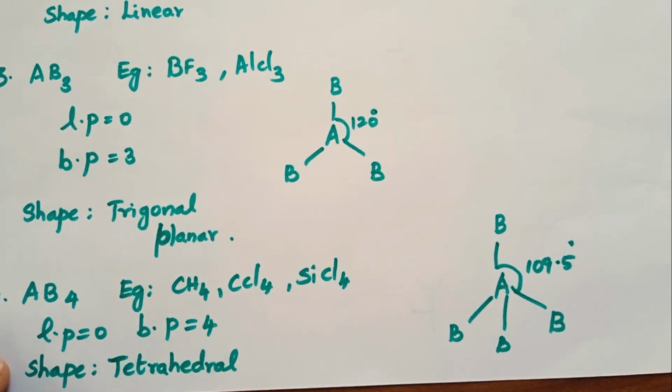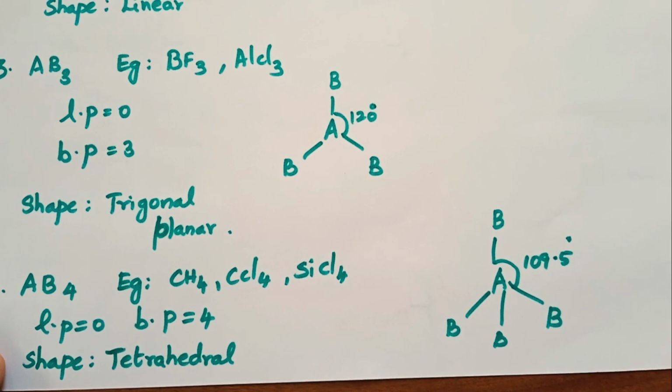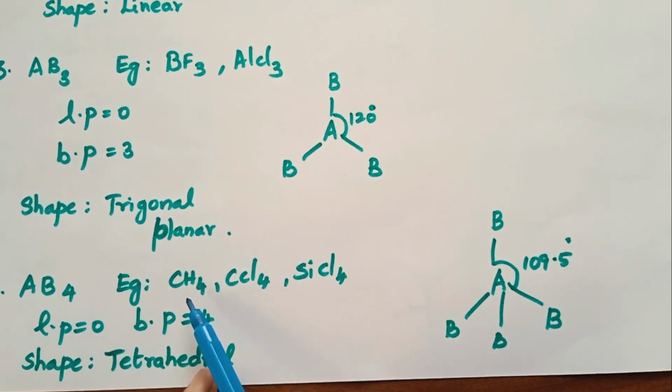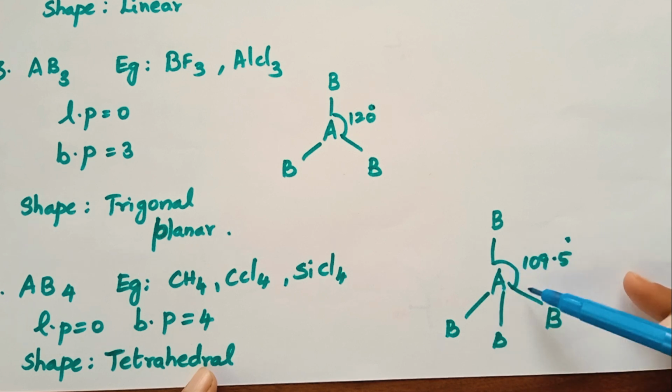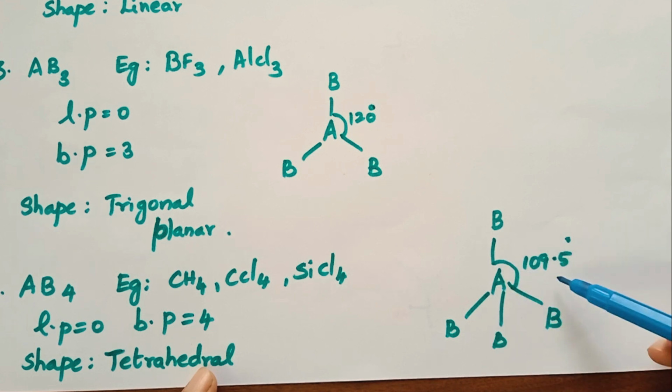Next we will see the AB4 type of molecule. The examples for this are methane CH4, CCl4 and SiCl4. Since there are 4 bonds, it forms a tetrahedral shape and the bond angle is 109.5 degrees.